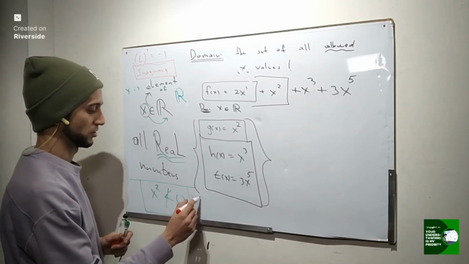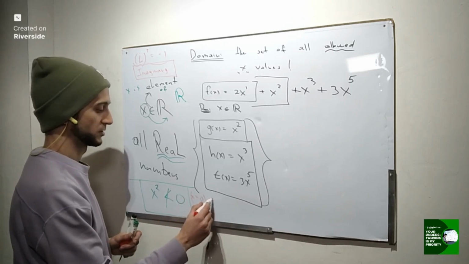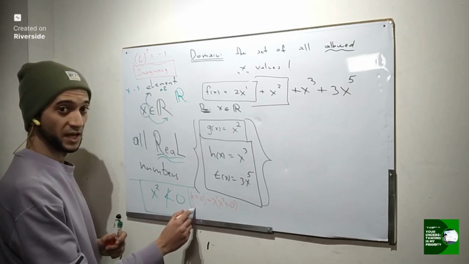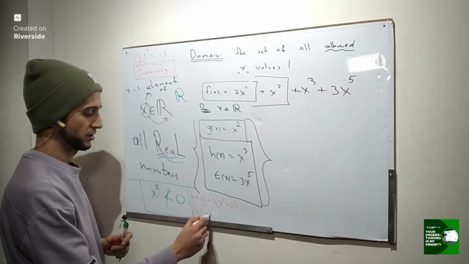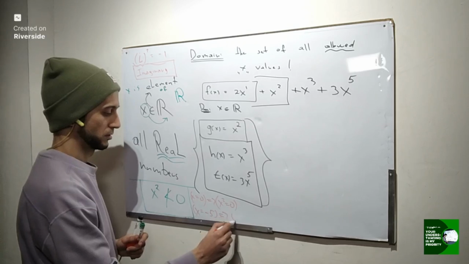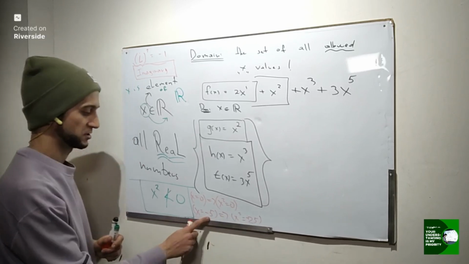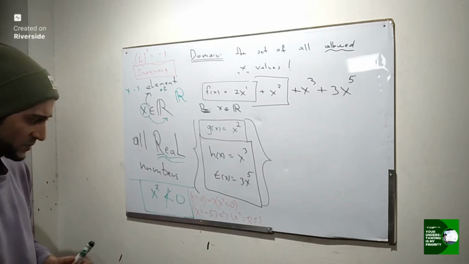For example, x equals 0. If you square it, it's still 0. That's fine. It's not negative. But if you take anything that is negative, like -5, and you square it, you get 25. You get a positive number. You see, it doesn't matter if it's negative or positive. Okay, these are the real numbers.